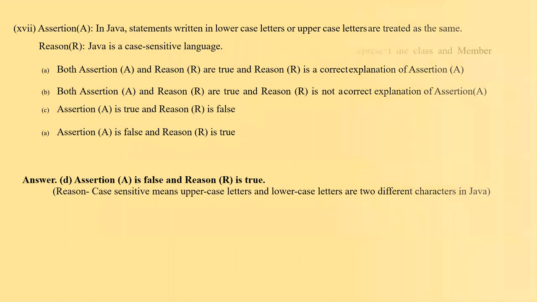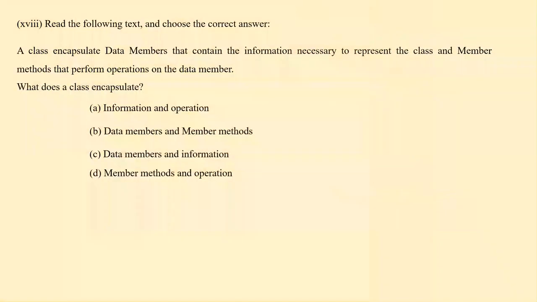Next question. Read the following statement and choose the correct answer. A class encapsulates data members that contain the information necessary to represent the character, and member methods that perform operations on the data members. What does a class encapsulate? Options are: information and operation.